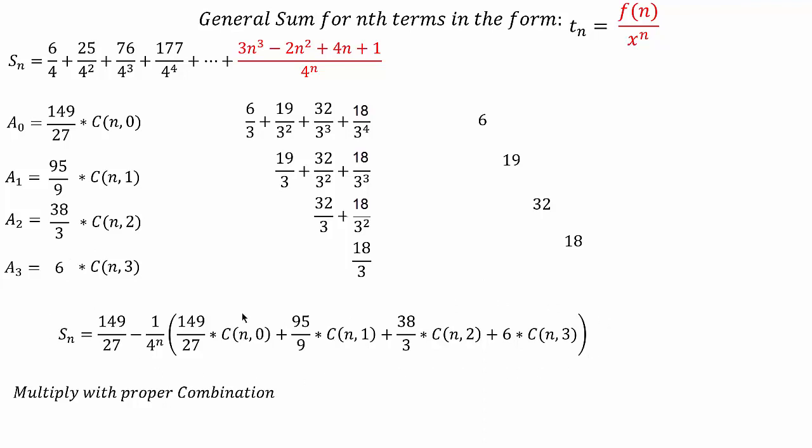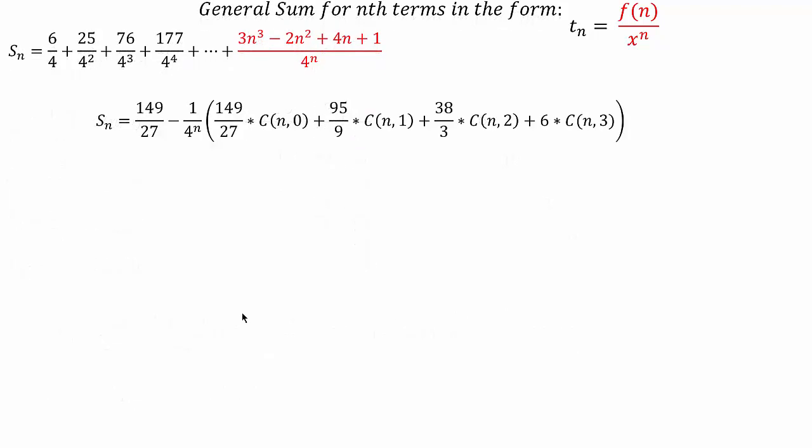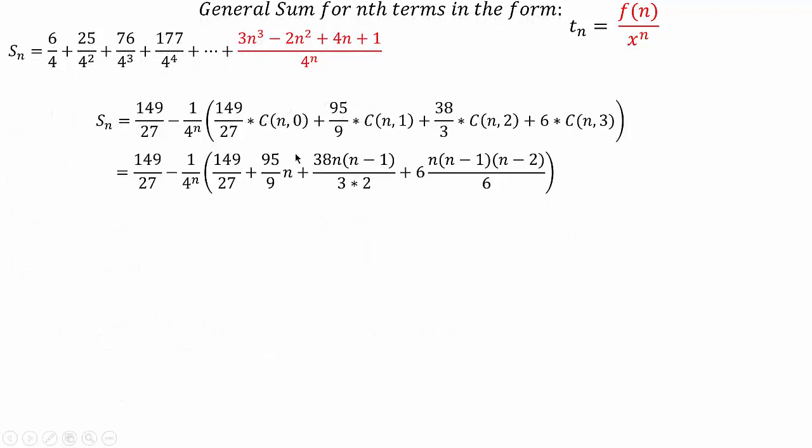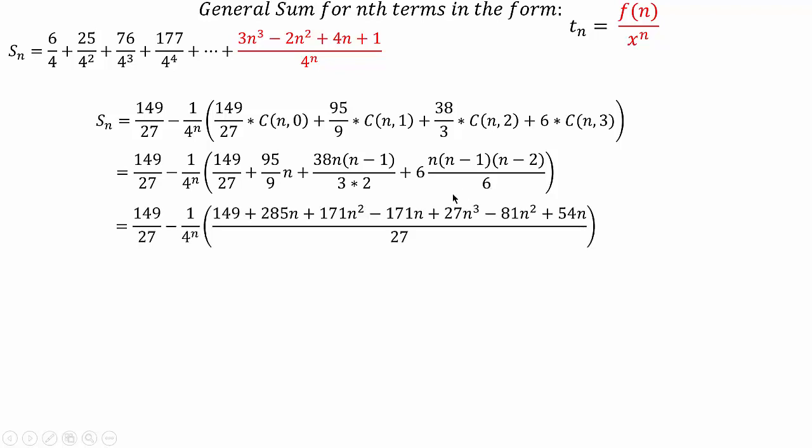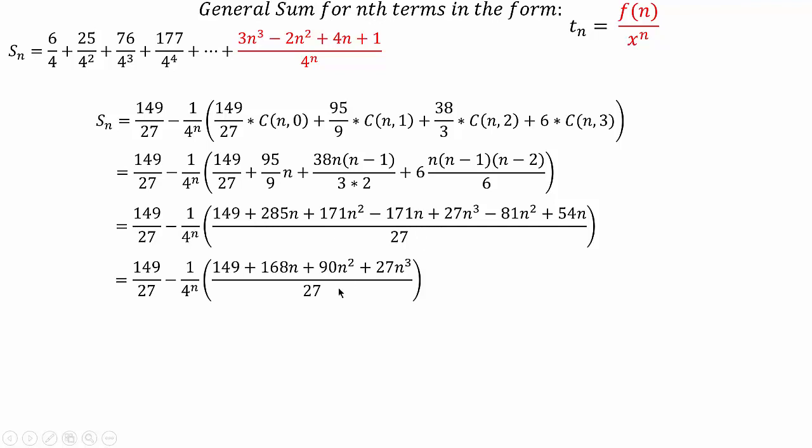So let's simplify this result. Since the combination of n taken 0 at a time is 1, and C(n,1) can be taken as n, C(n,2) is nothing but n times (n minus 1) by 2, and C(n,3) can be written as n times (n minus 1) times (n minus 2) by 3 factorial, or 6. So by simplifying this, we will get this result, and finally we will reach this equation.